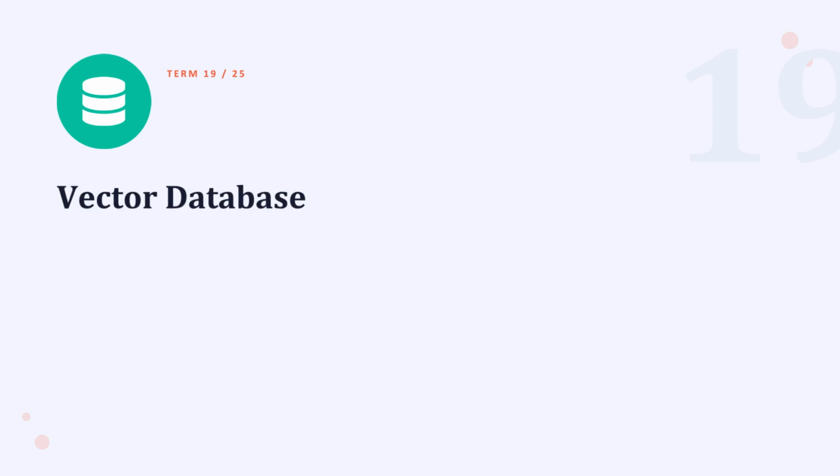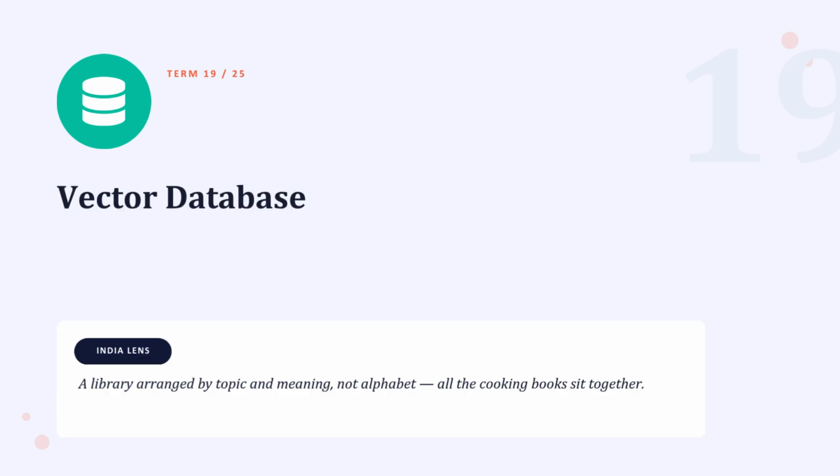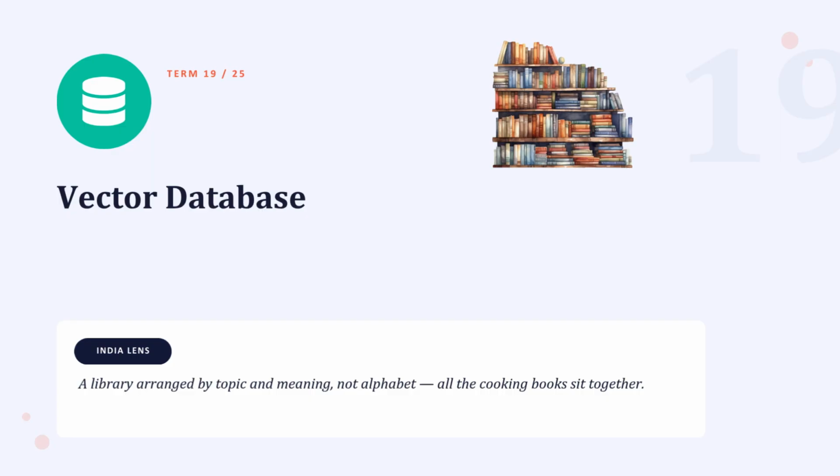A vector database is like a library where books are not arranged alphabetically but by meaning and similarity. Like all the books related to cooking are sitting together, regardless of the author's name starting with A or Z. A vector database actually stores information in this meaning-based way, so that when AI needs to find related information, like in RAG, it can instantly pull the most relevant content, not just a random keyword match.